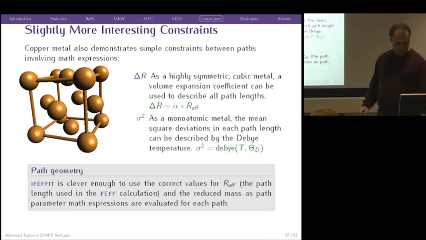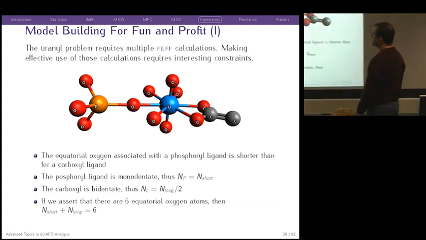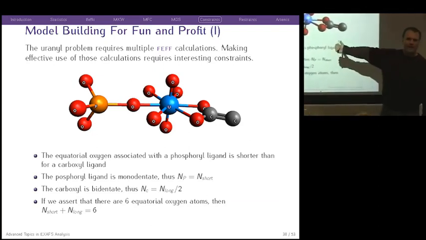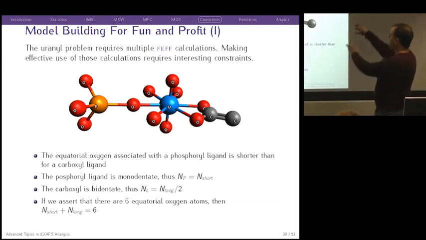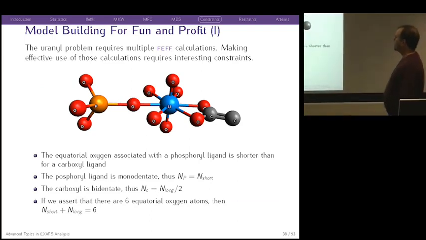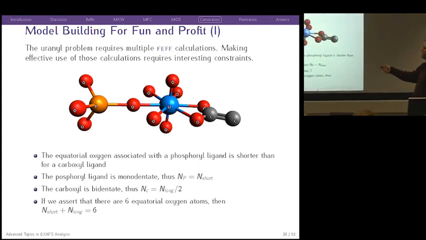But those are all pretty boring. Let's look at a more interesting problem. Let's go back to this thing. How does Shelley actually solve this problem? Well, if you start looking at this, the original problem is to figure out in the real system how many phosphoryl ligands there were and how many carboxyl ligands there were.